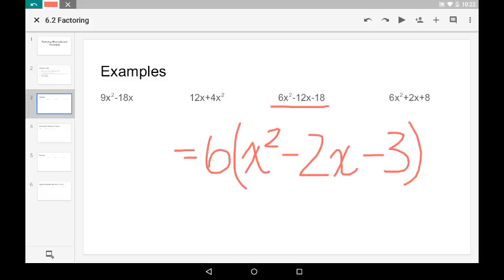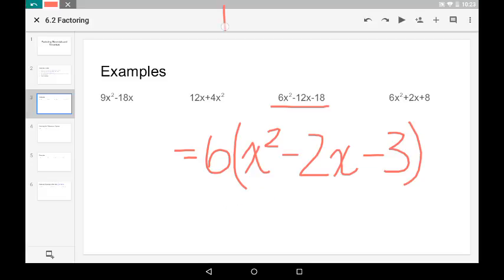And I'm going to check by expanding to make sure that I did this correctly. So 6 times x squared will give me 6x squared. 6 times negative 2x will give me negative 12x. And 6 times negative 3 will give me negative 18, which means that I have done this correctly.